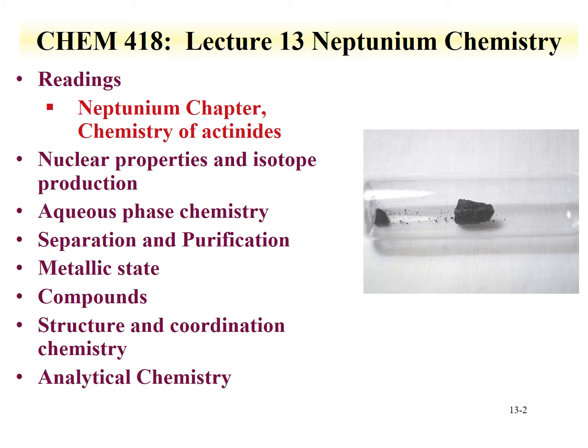This +5 oxidation state is similar to the uranyl in as much as you have a linear cation with the two oxygens like the uranyl. This one will be the neptunium. We're going to talk about the separation and purification of Neptunium. And we're going to see that the oxidation state plays a role in the separation and purification.